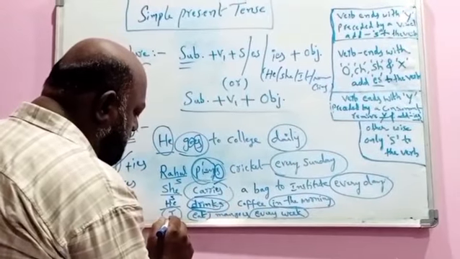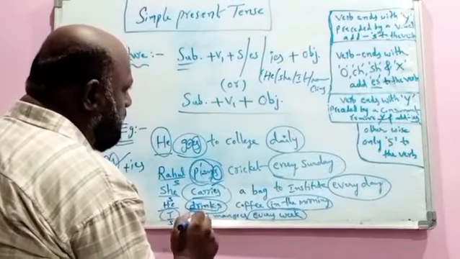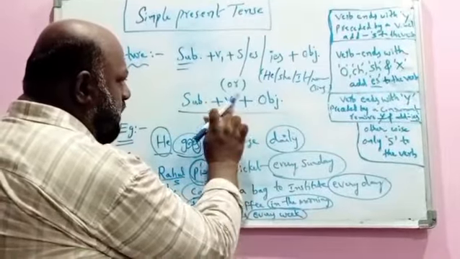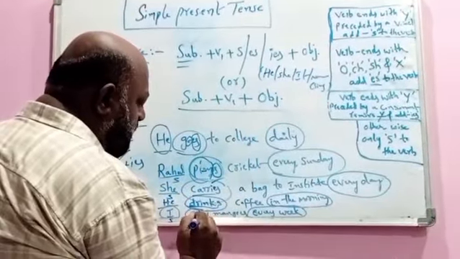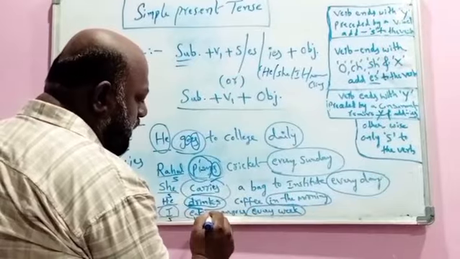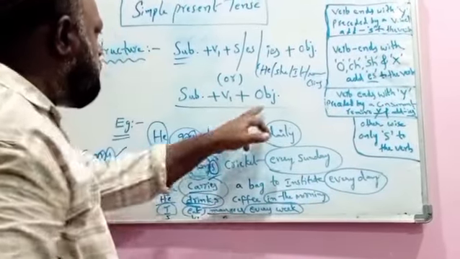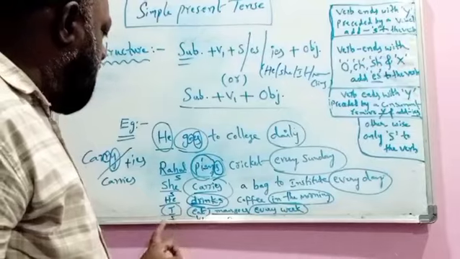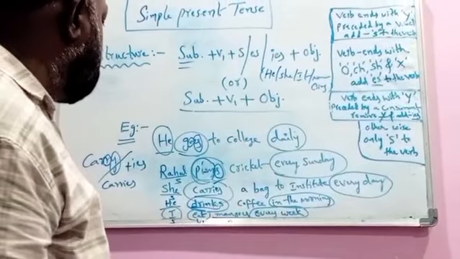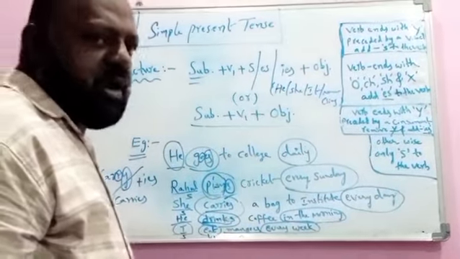What is the subject here? I is the subject. Then after that, eat, we don't have to add anything to the verb. So you only have to write the V1 form. Eat is a V1 form. Next, mangoes. Mangoes is the object. So, subject plus V1 plus object. I eat mangoes. This is the grammatically correct sentence in simple tense.